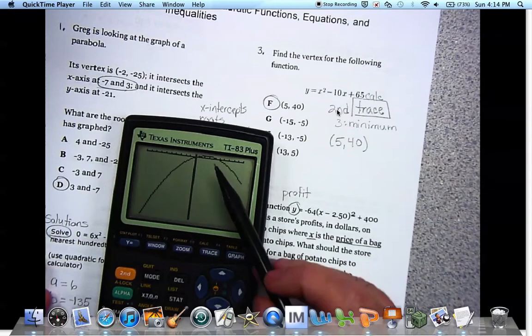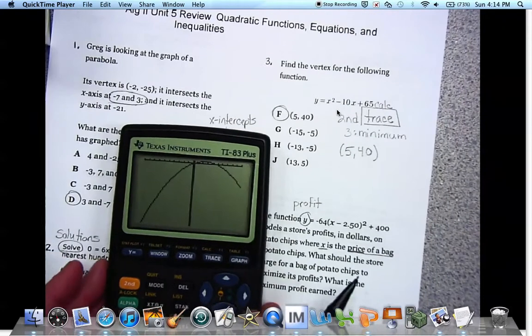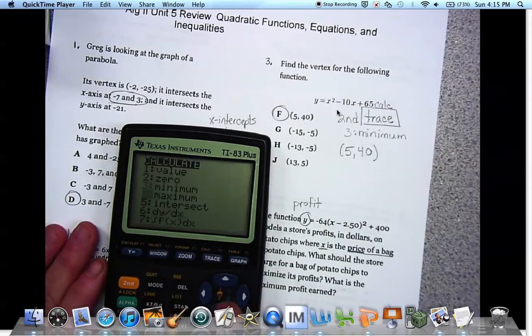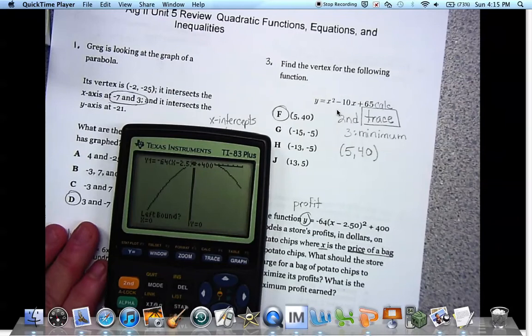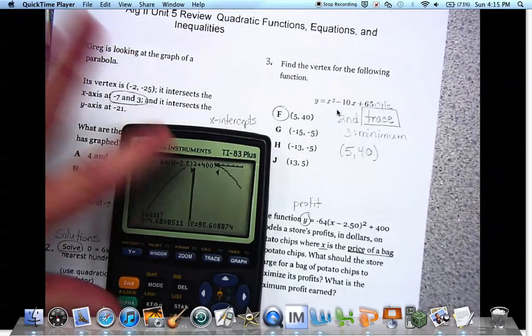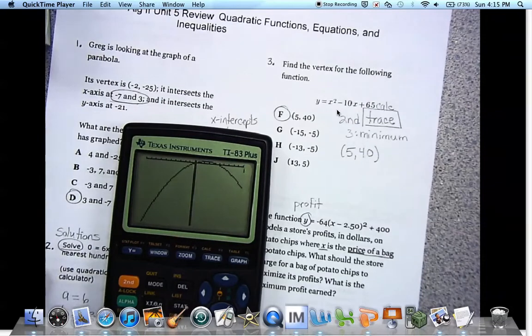Okay, so we want the maximum because we want to maximize our profits. So we're going to do second trace maximum, and we'll move it to the left, which is already to the left. And we'll move it over to the right of it. Okay, and see these little arrows? It tells you where you put your left cursor and your right cursor. Then push enter. And so we get 2.5, 400.